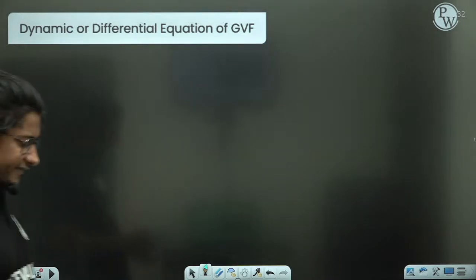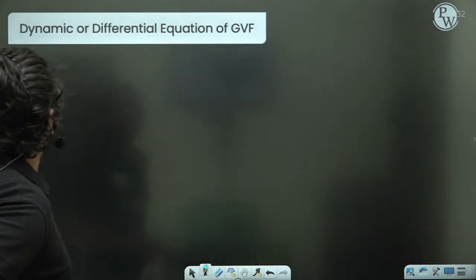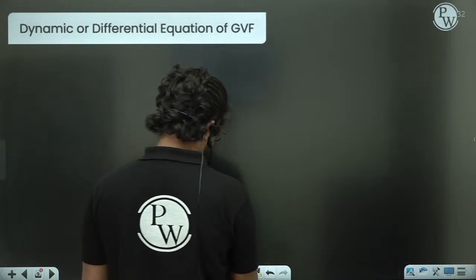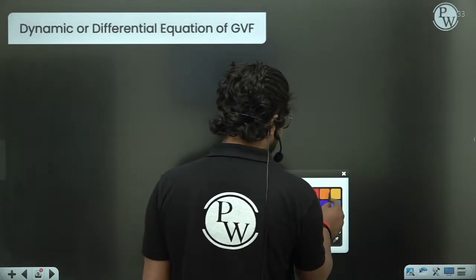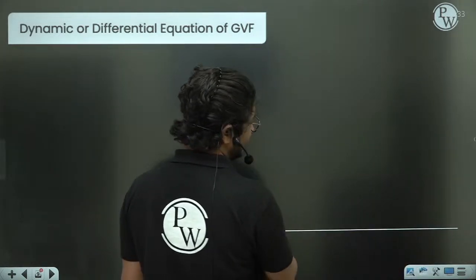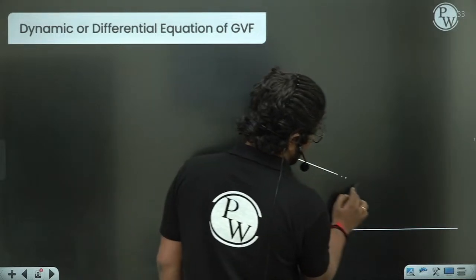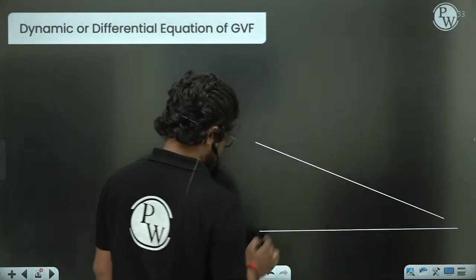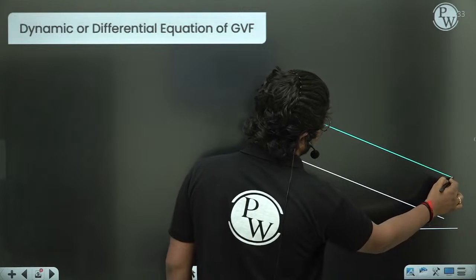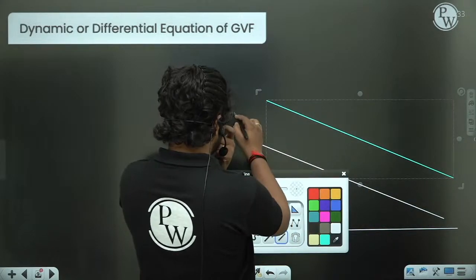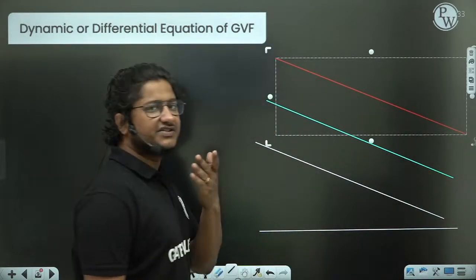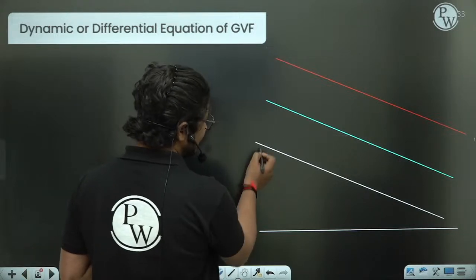Okay. So now I will be doing a small derivation for you. It is nothing but the dynamic or differential equation of GVF. Easy definition is there, no need to worry. So this is the channel datum, or you can say datum line. This is the channel bottom, and this is the water surface line. You call this HGL also. Then this red line is nothing but the energy line. For this line, the slope will be S0.